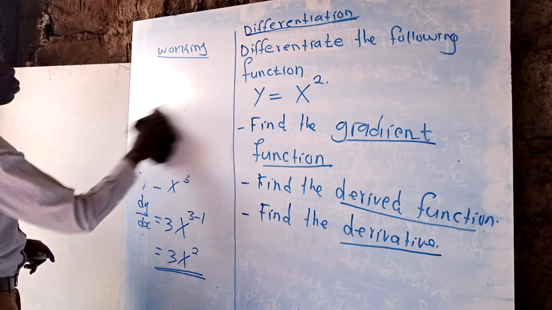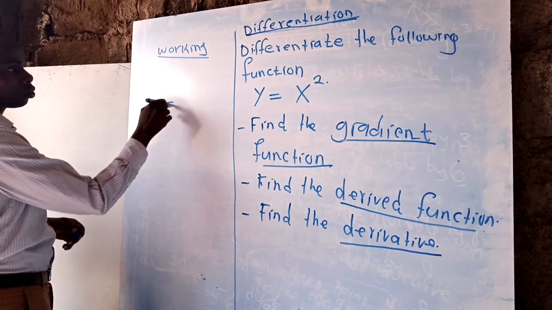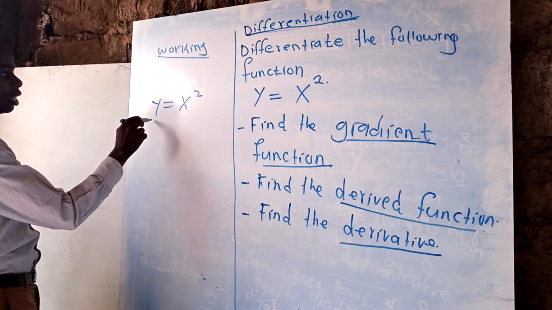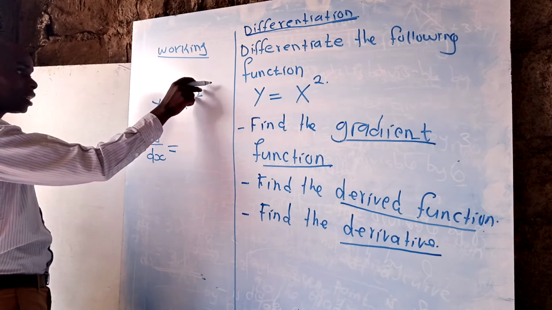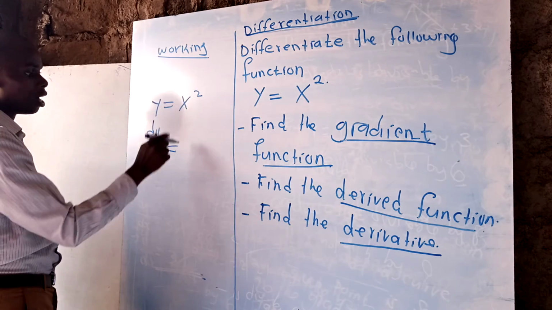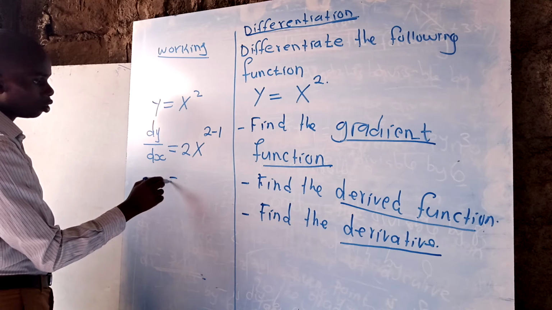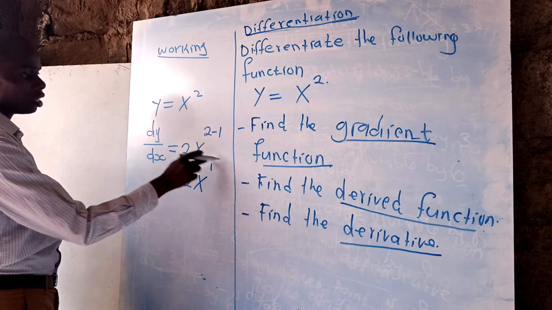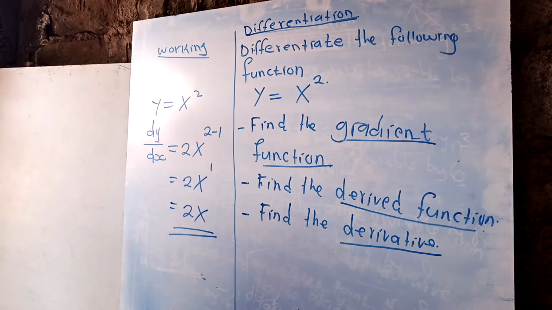Now, the question which we have here is y is equal to x squared. We want to find the gradient function. So we say dy over dx is equal to: we take this power to be the coefficient here. So we are going to have 2x raised to 2 minus 1, so 2x raised to power 1. It's not necessary to write this, so we can have 2x as our gradient function, or as our derived function.